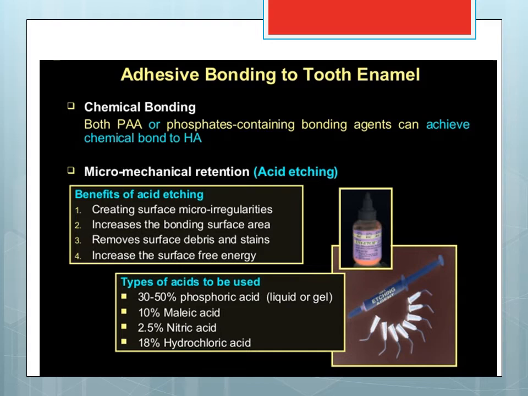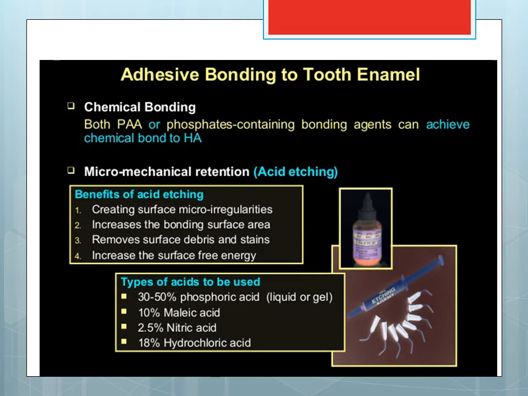Let's look at the advantages or benefits of acid etching. Again, creating surface micro irregularities, removes the surface debris and stains, smear layer, increases the bonding surface area, increases the surface free energy, which you know will definitely facilitate bonding and increase the wetting and make the surface of the adherent more receptive to the adhesive.